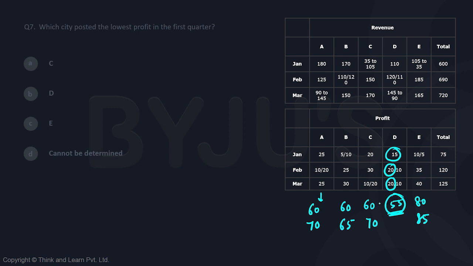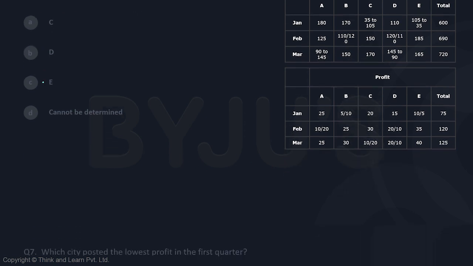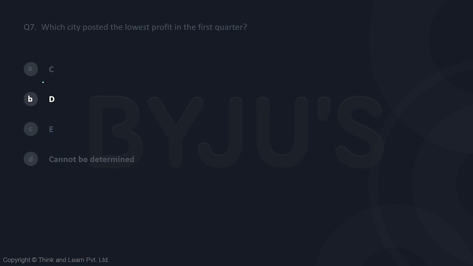So once again, I can say the lowest profit has to be of D, because others have even their minima more than 55, which is the maxima of D. So by that logic, the correct answer for this question is once again option B, which is D.